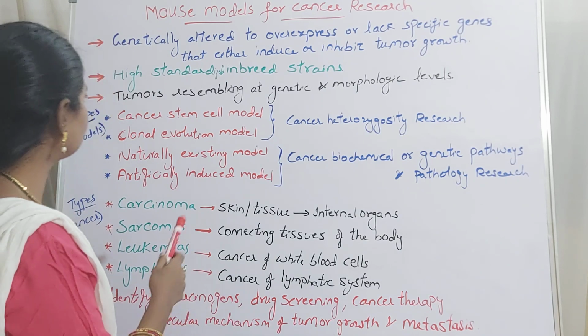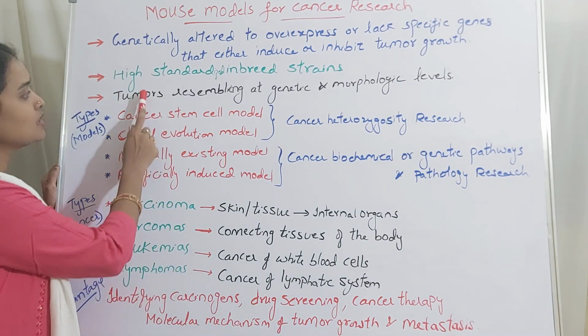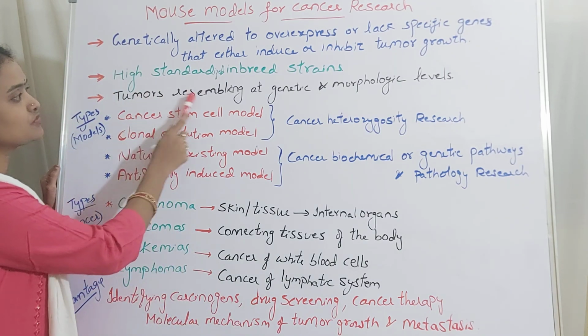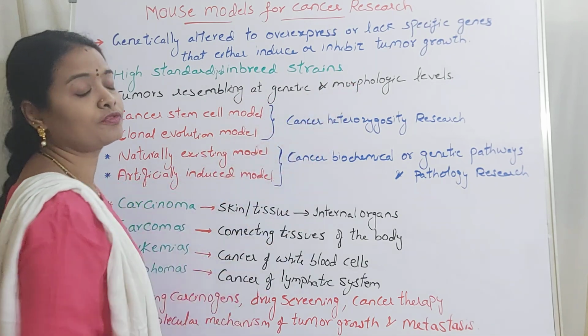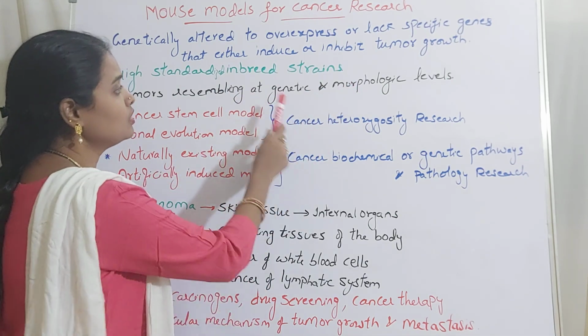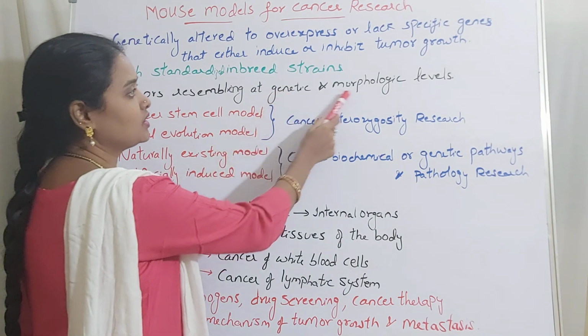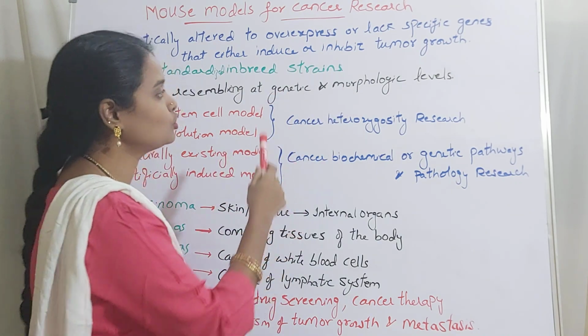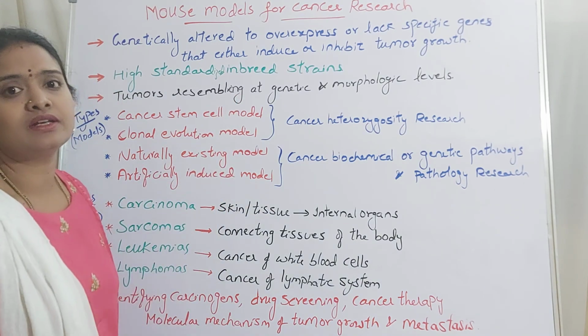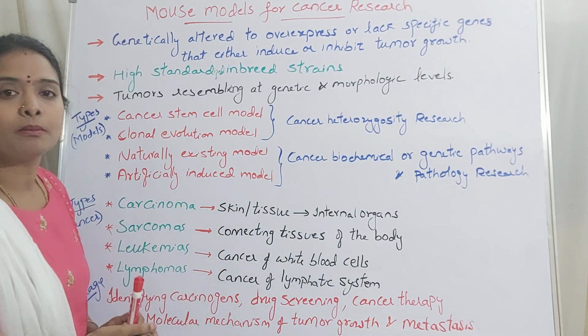Right? And here you have the tumors. The mouse tumors resemble human tumors at genetic and morphological levels. Right? So as they resemble humans at genetic and morphological levels, the tumors or cancers can be studied easily by using these mouse models.